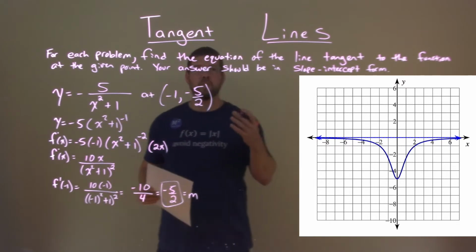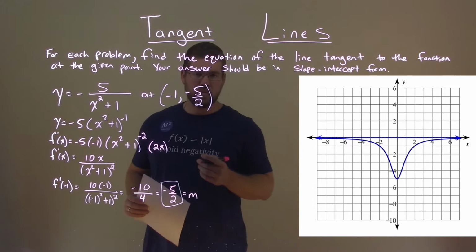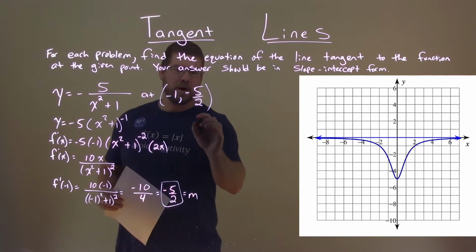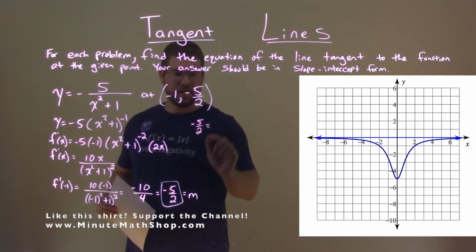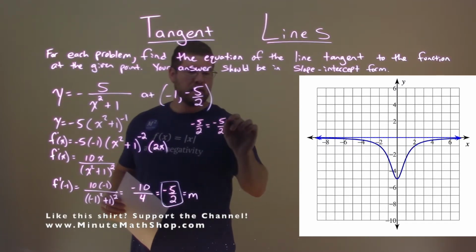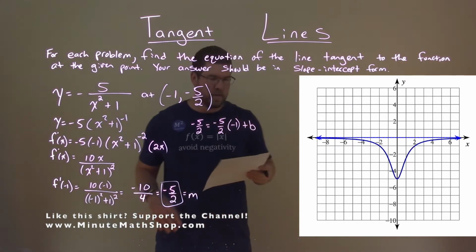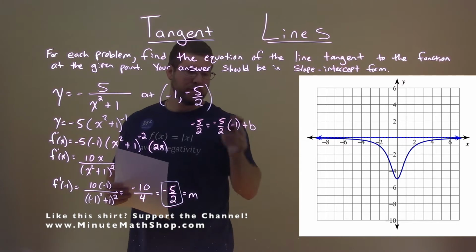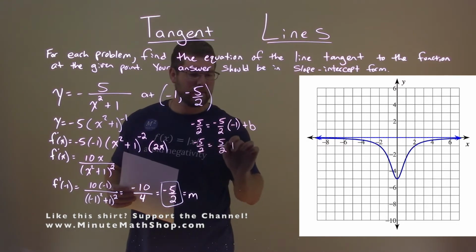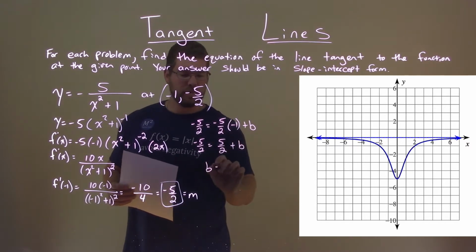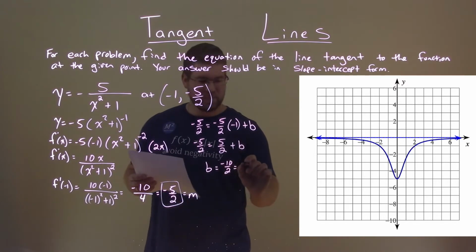Well, we need it in y equals mx plus b form, slope-intercept form, so we need to find our b value, and we use a coordinate point for that. So our y value, negative 5 halves, is equal to our slope, negative 5 halves again, interesting, times our x value, negative 1, plus b. Negative times a negative is a positive, right? And 1 doesn't really do anything. Negative 5 halves equals positive 5 halves plus b. Subtract 5 halves from both sides, and we get negative 10 halves, which simplifies to negative 5.